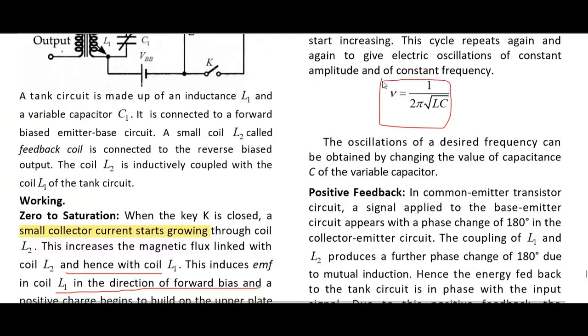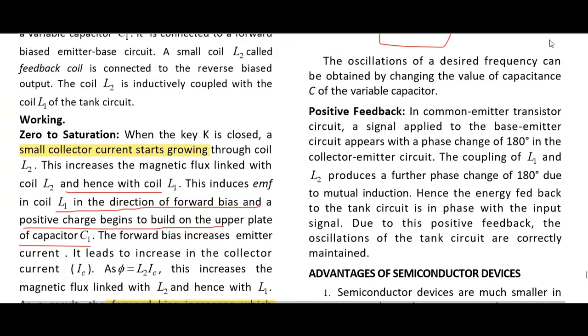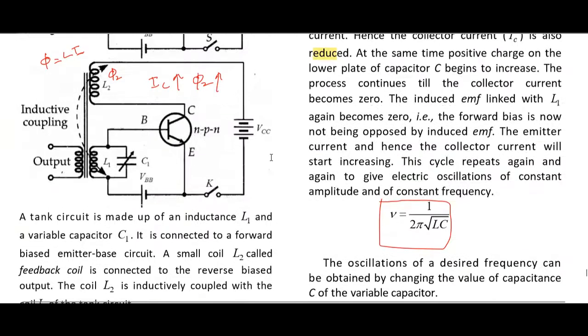Now this, nu equals 1 by 2 pi into under root of LC, is the formula for oscillation here. And positive feedback: in common emitter amplifier, a signal applied to the base emitter circuit appears with a phase difference of 180 degree in the collector emitter circuit. The coupling of L1 and L2 also produces a difference of 180 degree due to mutual induction. As a result, energy fed back to the tank circuit is in phase with the input. Now this is a very important point to be remembered.